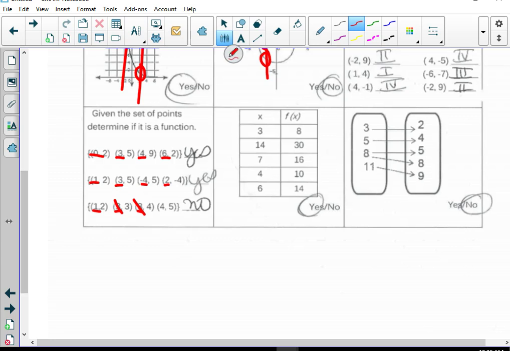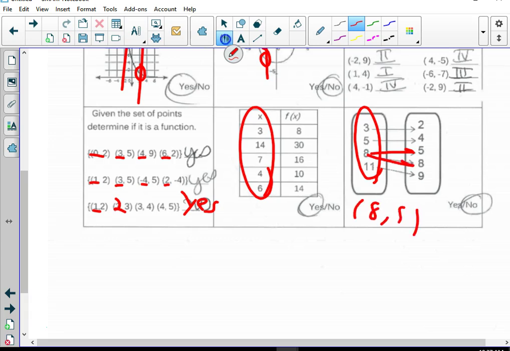So apparently on yours, I don't know why there's a difference, yours has a 2 here, which would make this a yes. But going over it, if it was a 3, it would be a no. Okay, this one, no repeats, yes. This one, you look and you go, hey, I got 3, 5, 8, 11. There's no repeats. But yes, there are, because there's 8 and 5 and 8 and 8. So if you were like this, not mapping, you would have repeats in the x, so it's a no.